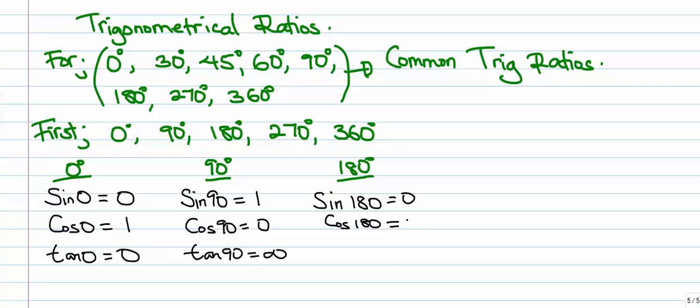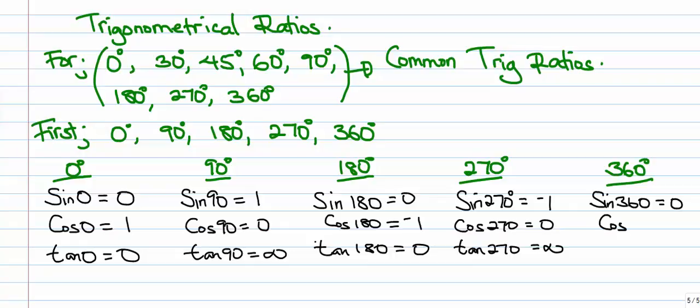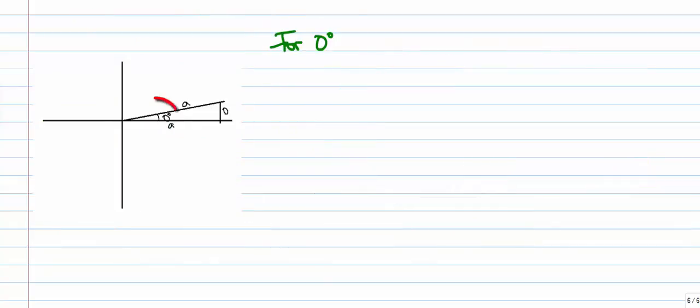And for 180 degrees, the sine of 180 is 0, cos of 180 is -1, and tan of 180 is 0. And for 270, the sine of 270 is -1, cos of 270 is 0, and the tan of 270 is infinity. And finally for 360, the sine of 360 is 0, cos of 360 is 1, and the tan of 360 is 0.